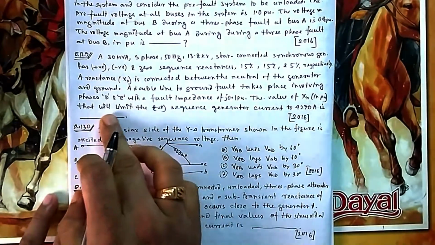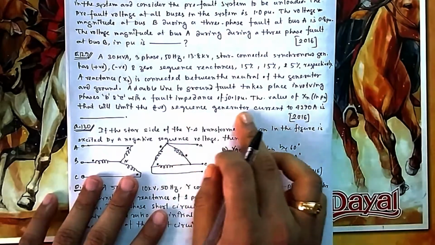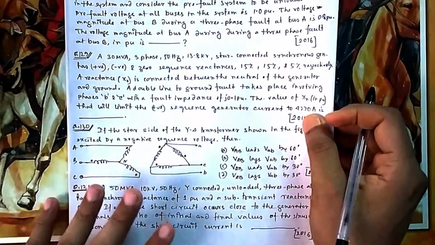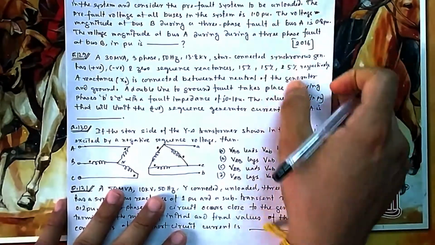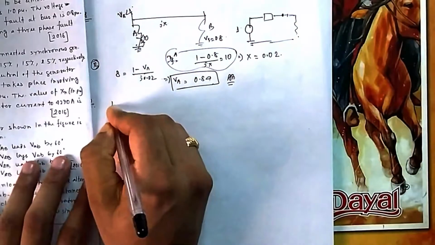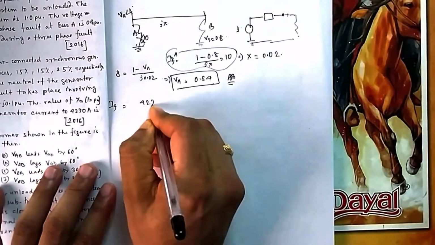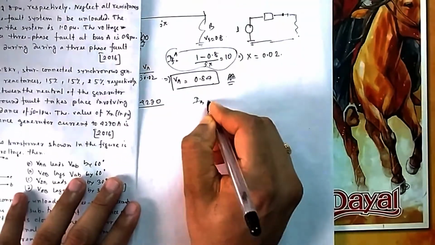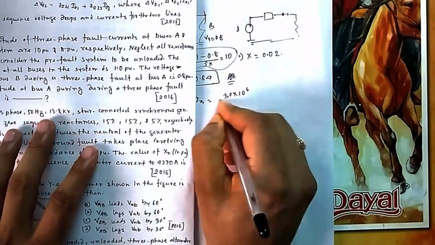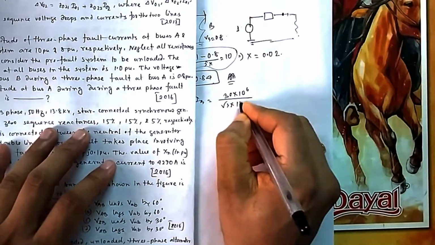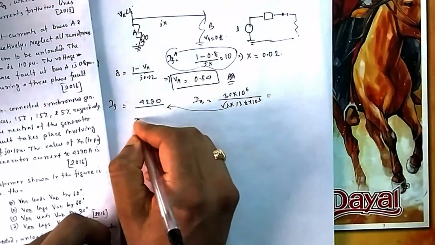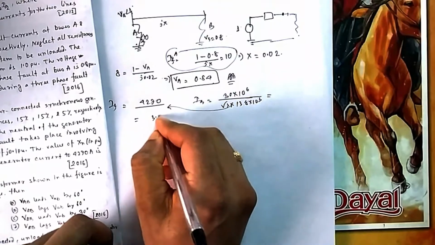The value of Xn that will limit the positive sequence generator current is 4270 amperes. So the current is given in actual value, and these are all in per unit. So the first job is to convert this current into per unit. Before that we cannot analyze it. So it will be 4270 divided by the base current. What is I base? 330 MVA base, 330 into 10 to the power 6 divided by root 3 into 13.8 into 10 to the power 3. If you divide by this base, you will get the per unit value of 3.40 per unit.